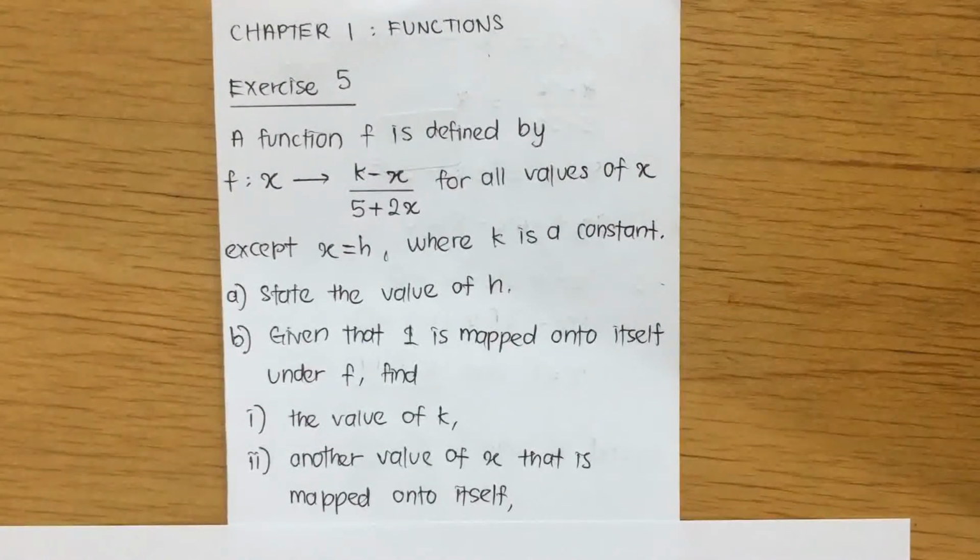Alright, let me read the question now. A function f is defined by f(x) equals k minus x over 5 plus 2x for all values of x except x equals h, where k is a constant. For question part A, state the value of h. For question part B, given that 1 is mapped onto itself under f, find the value of k, and another value of x that is mapped onto itself.